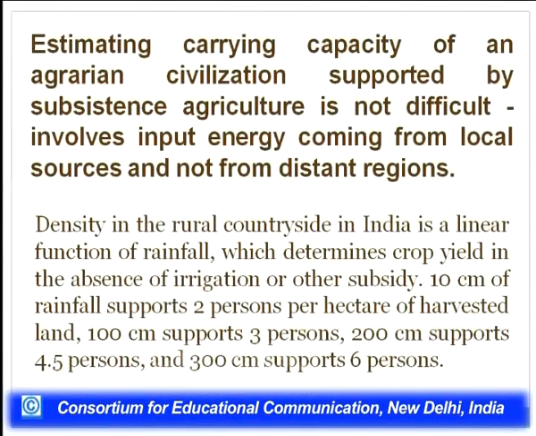For example, density in the rural countryside in India is a linear function of rainfall, which determines crop yield in the absence of irrigation or other subsidy. So in certain areas, if you are talking about the crop yield in the rural countryside, it is a linear function of the rainfall. So 10 centimeters of rainfall supports 2 persons per hectare of harvested land, 100 centimeters supports 3 persons, 200 centimeters supports 4.5 persons, and 300 centimeters supports 6 persons.